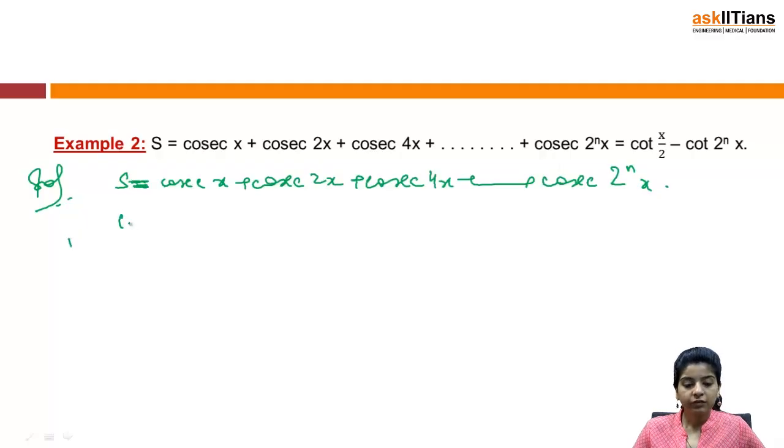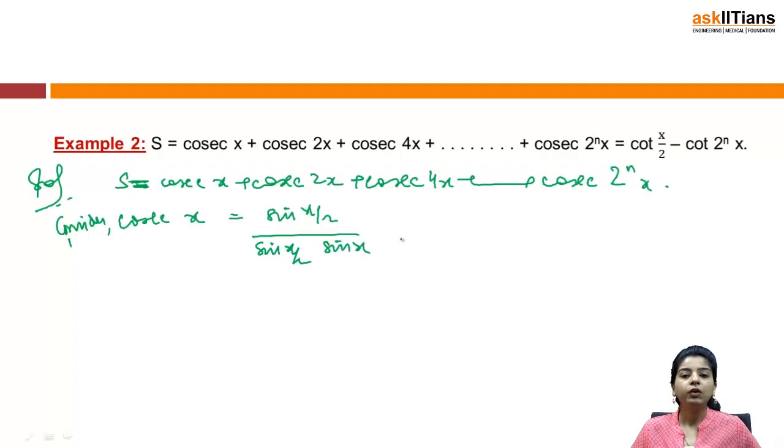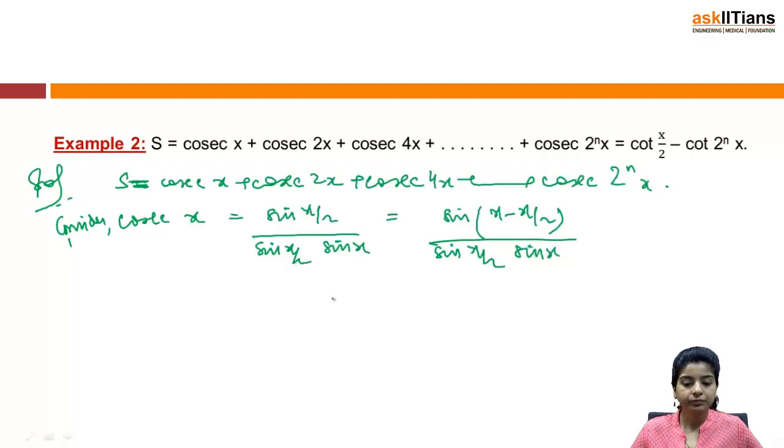So let us first consider the term cosec x. Cosec x is basically 1 by sin x. So what am I doing? I write it as 1 by sin x and then I multiply and divide by sin x by 2. So this is equal to sin of x minus x by 2, where x by 2 is x minus x by 2, over sin x by 2 sin x.